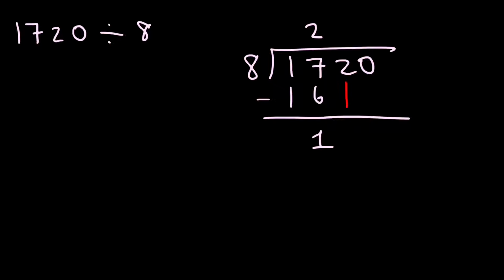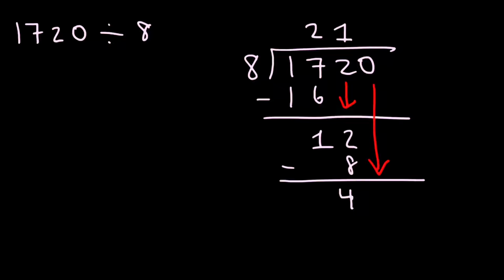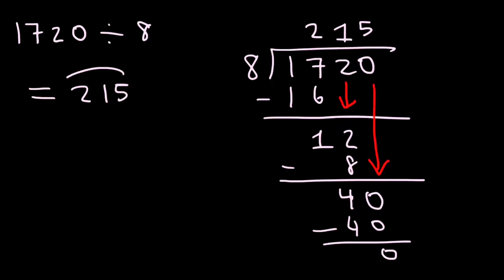Now let's bring down the next digit. So now how many times does 8 go into 12? 8 goes into 12 one time. 1 times 8 is 8. 8 times 2 is 16, which is more than 12, so that's too much. And now let's subtract. 12 minus 8 is equal to 4. And now the last thing that we need to do is bring down the 0. So how many times does 8 go into 40? 8 times 5 is 40. So 1720 divided by 8 is 215.